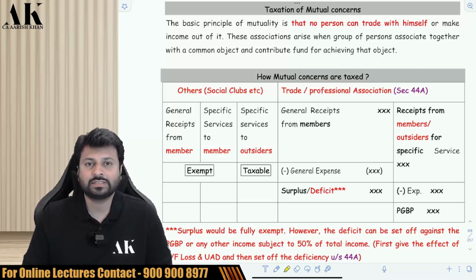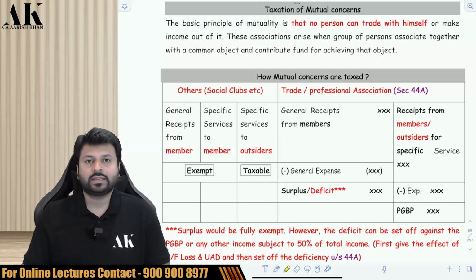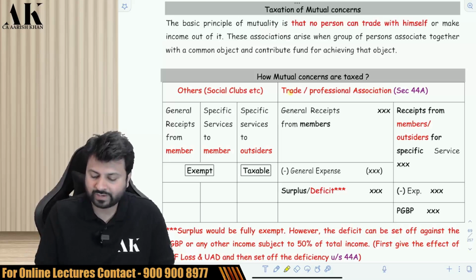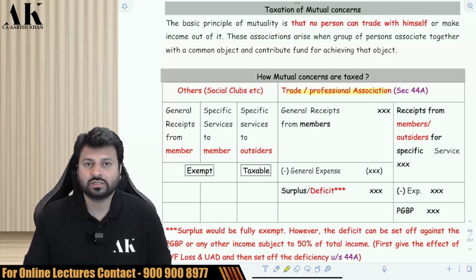In that case, what is the taxability? So in that case also, you have to see what kind of mutual concern it is. There can be two types of mutual concern. One is called as trade and professional mutual concern, which is known as trade or professional association, for which there is a special section 44A. And one is other mutual concern, which is for certain time pass, etc., social clubs, etc. So now we need to see the taxability of both of them one by one.